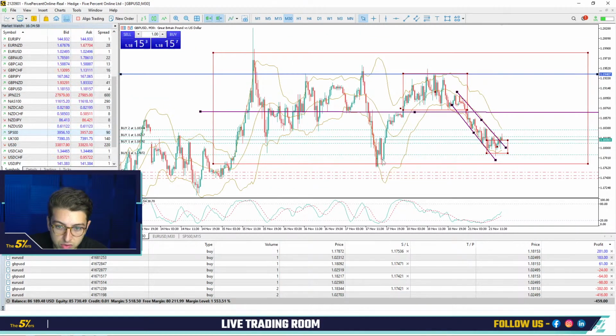The pound almost touched the demand here. We have the stochastic starting to cross below 20. You know, here I need some pushing movement, at least.